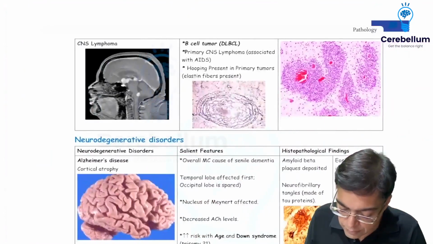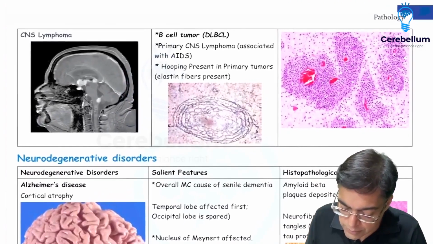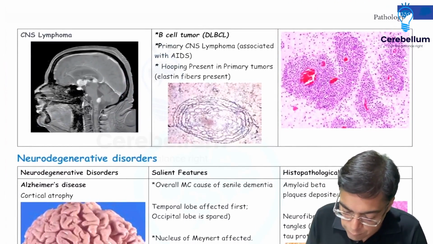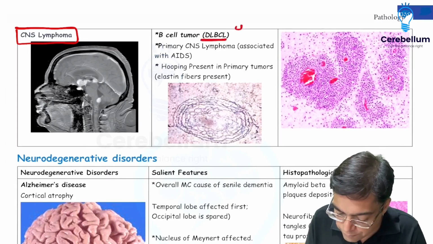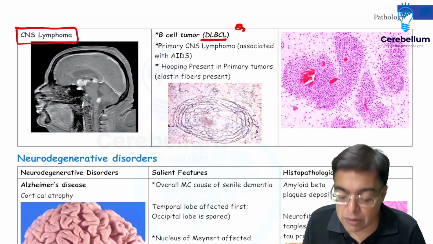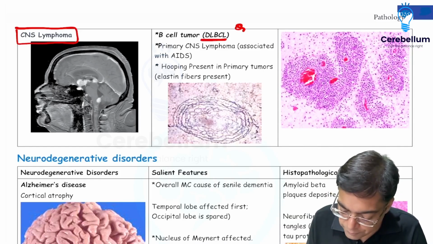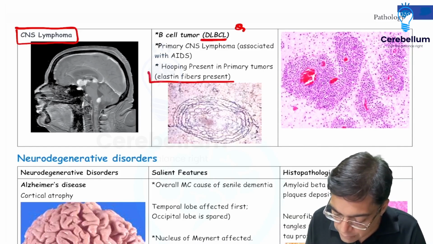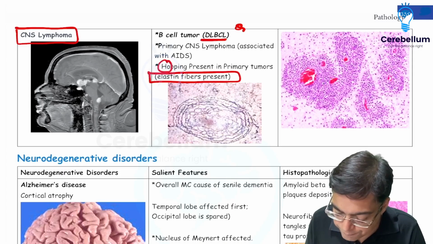Having said that, we just talk about a tumor that is given the name of a CNS lymphoma. CNS lymphomas can be associated, subtype is usually going to be a diffuse large B-cell lymphoma. This can be seen in a patient who is going to be having an immunosuppressive condition. Say, for example, a person is suffering from AIDS. And what we are having in case of a primary CNS lymphoma is that the patients are going to be having the presence of what is given the name of hooping. Hooping simply means that you are having the presence of elastin fibers.